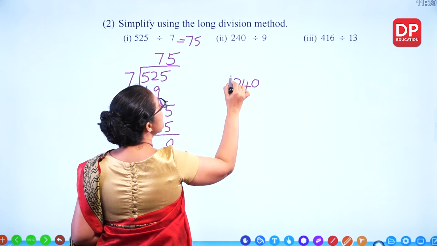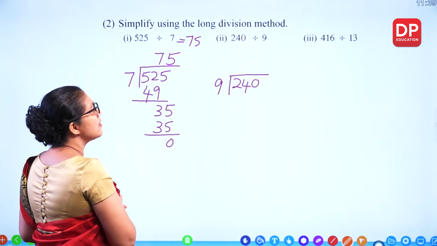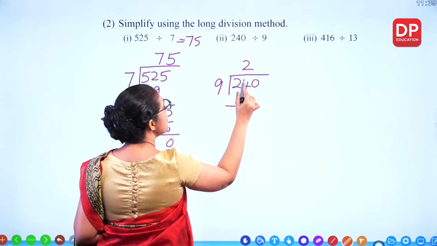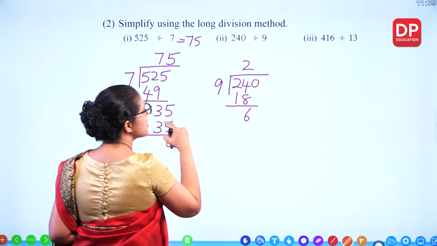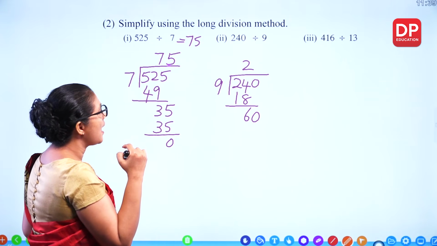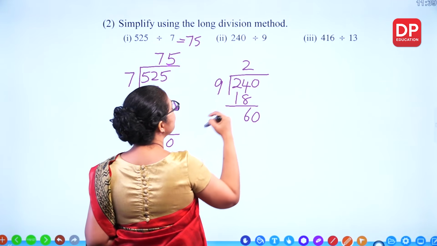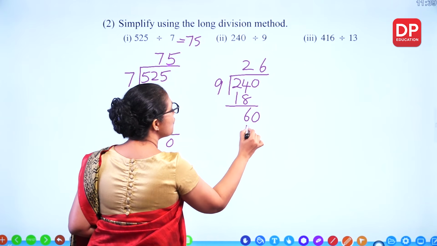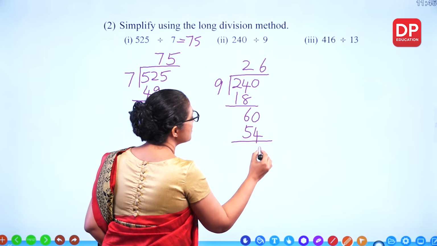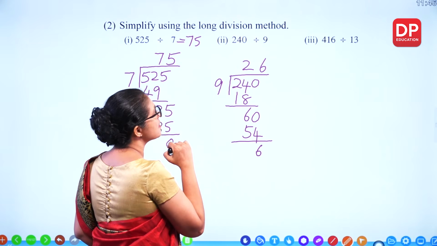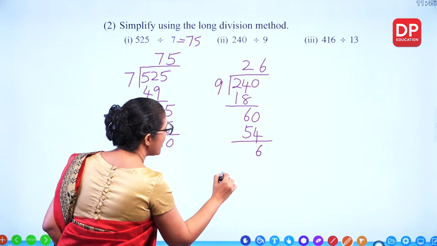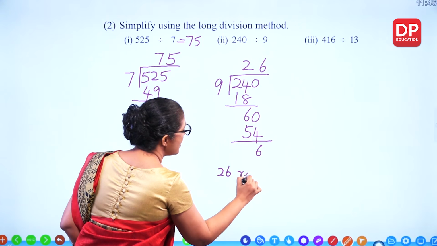240 divided by 9. 9 times 2, 18. What's the remainder? You get 6. For 60, how many 9s? 9 times 6, 54. Subtract here, 10 minus 4, you get 6. So remainder 6 and the answer is 26. So you can write 26, remainder 6.